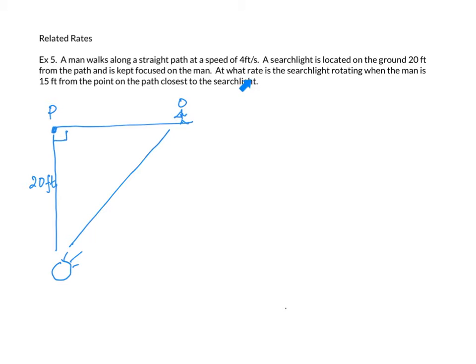So we want to know at what rate is the searchlight rotating when the man is 15 feet from point P on the path closest to the searchlight. Let x be the distance on the path and theta be the angle in between. So we want to find out what is d theta dt. d theta dt is the rate of the searchlight rotating when x is 15 feet away from point P. This is what we want.